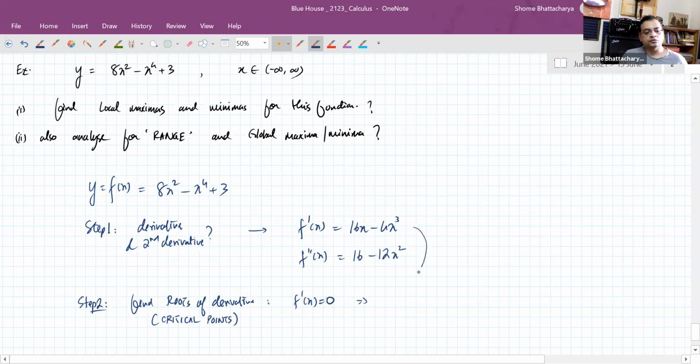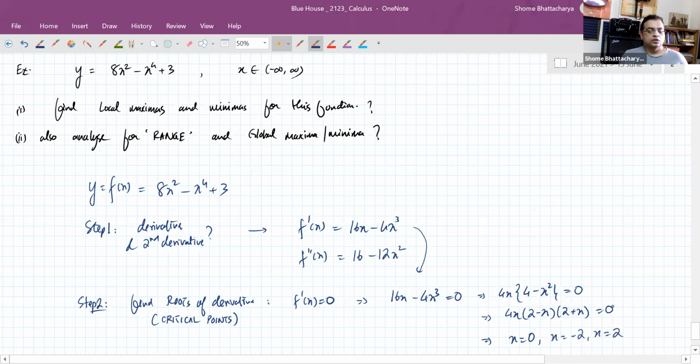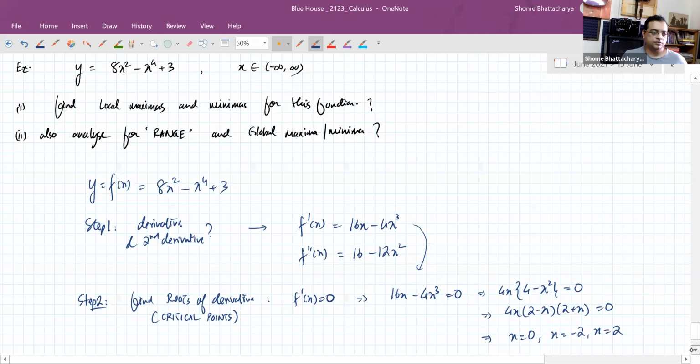So from above, let's see that 16x minus 4x cubed should be 0. So if we take 4x common, we have 4 minus x square should be 0. Further we can factorize this and write this as 4x into 2 minus x into 2 plus x is equal to 0. So we have x equal to 0, x equal to minus 2, x equal to 2. So we have 3 critical points, you can see.